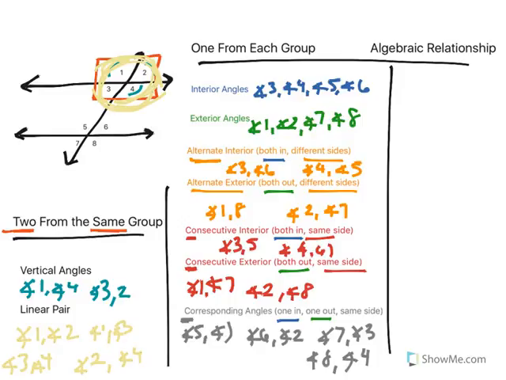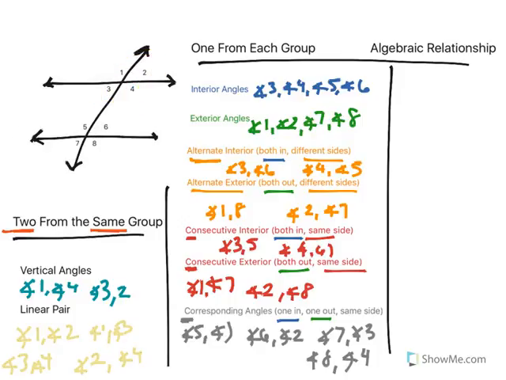So there is also an algebraic relationship between the angles in a transversal. If you take a look at the transversal, you'll see that the transversal creates two different types of lines.